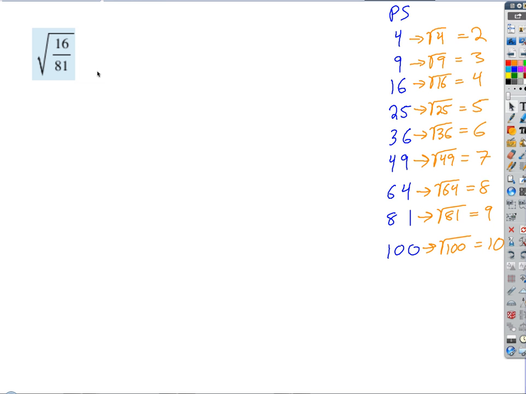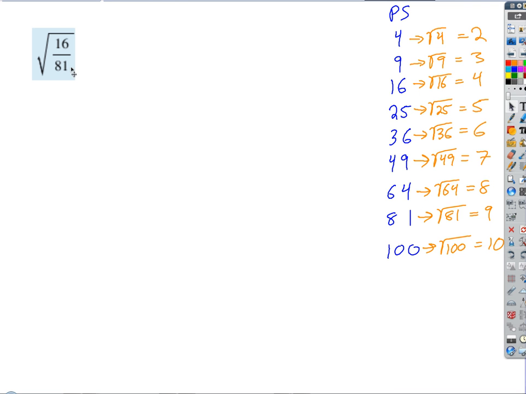Okay, so first thing we can do is ask ourselves, underneath the radical, can I reduce the fraction 16 over 81? Before I even start worrying about anything else, just look completely inside the square root at that fraction and say, can I make it simpler? No, I can't. There aren't any common factors of 81 and 16.